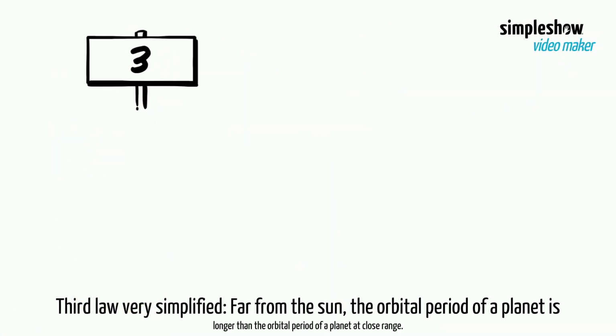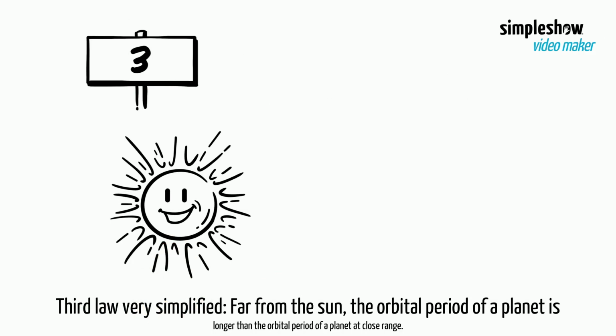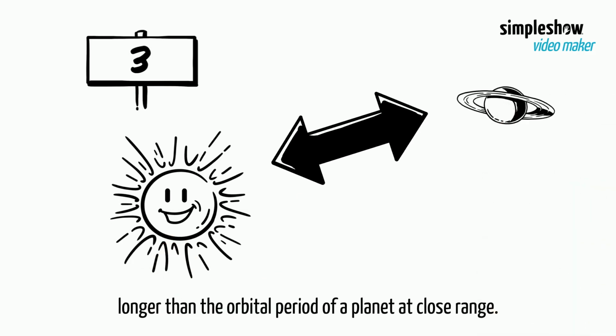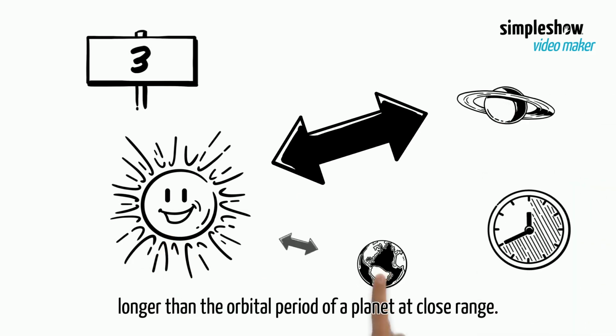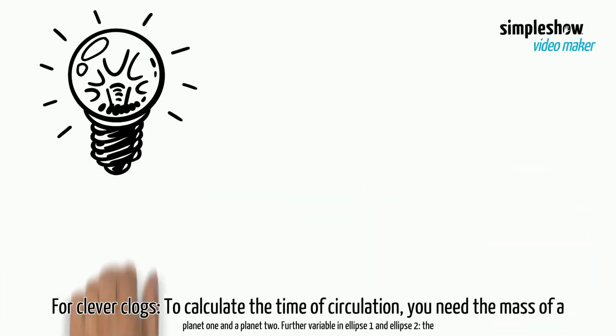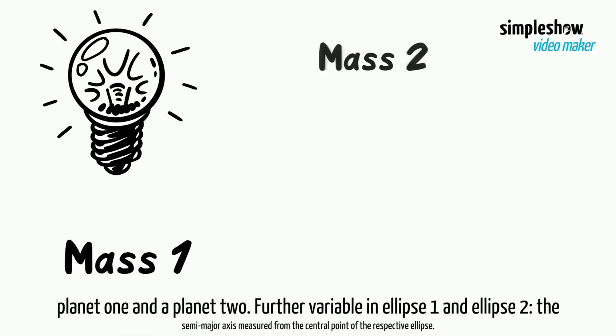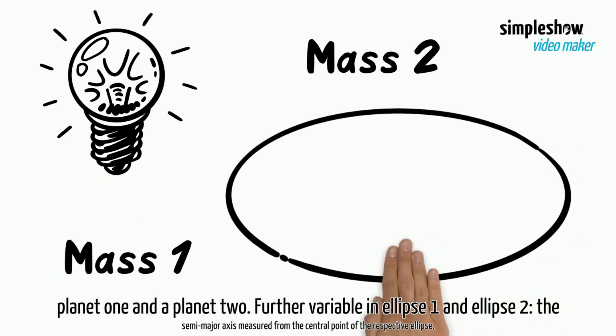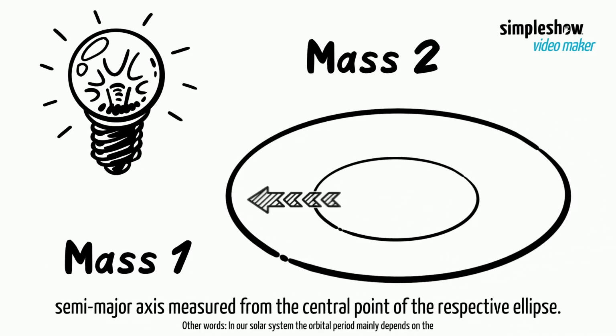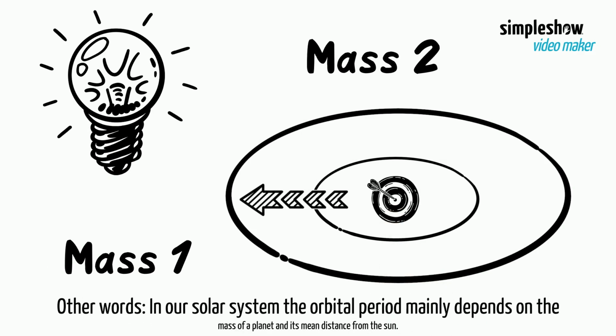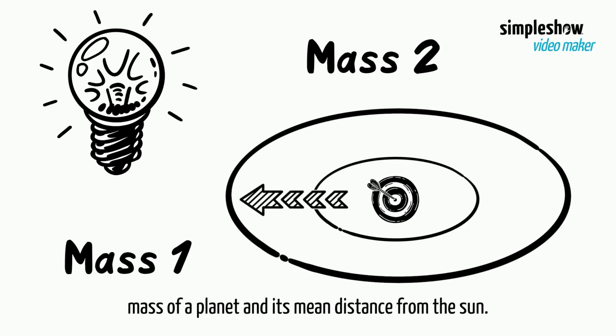Third law, very simplified: far from the Sun, the orbital period of a planet is longer than the orbital period of a planet at close range. For clever clogs, to calculate the time of circulation, you need the mass of planet 1 and planet 2, and further variables: ellipse 1 and ellipse 2, the semi-major axis measured from the central point of the respective ellipse. In other words, in our solar system the orbital period mainly depends on the mass of a planet and its mean distance from the Sun.